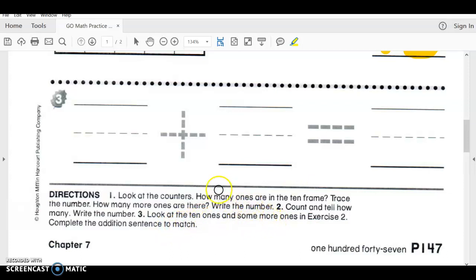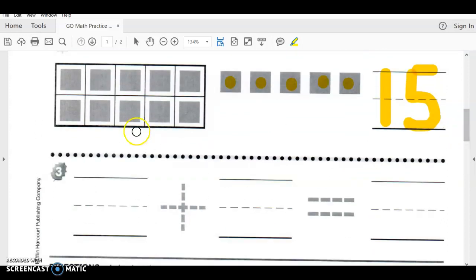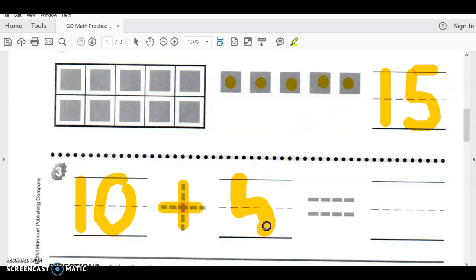All right, and then number 3 says, look at the 10 ones and some more ones in number 2 and write the addition sentence to match. So I need to know how many are in the 10 frame. Oh, that's 10 because it's filled. I'm going to write my plus sign because I'm adding some more. How many more am I adding? I'm adding 1, 2, 3, 4, 5 more. So I need to add 5.